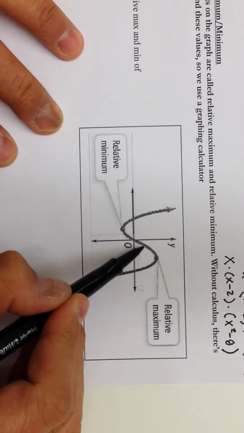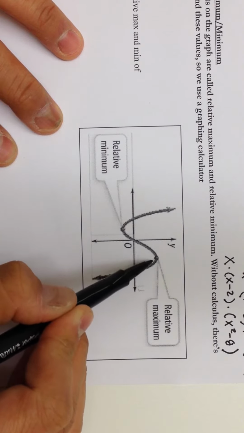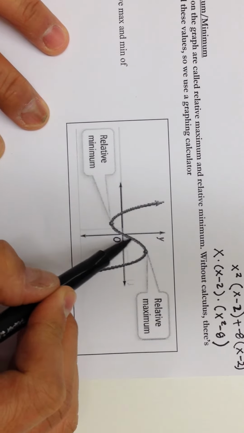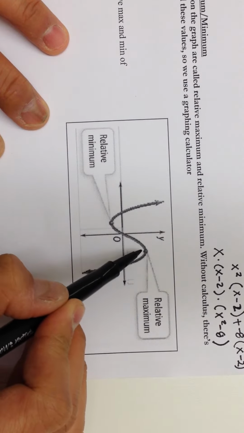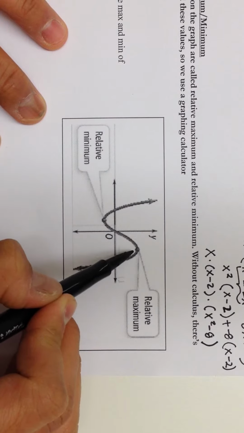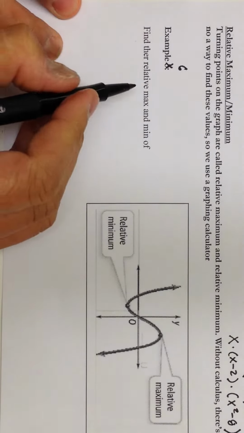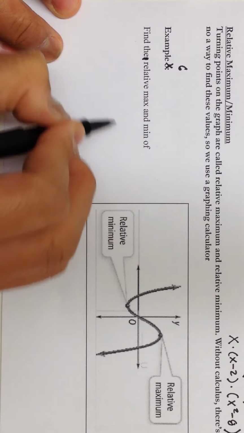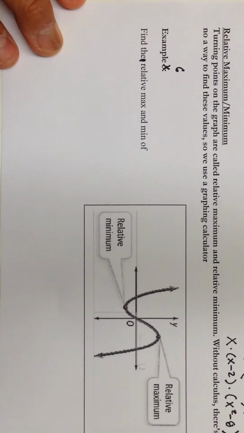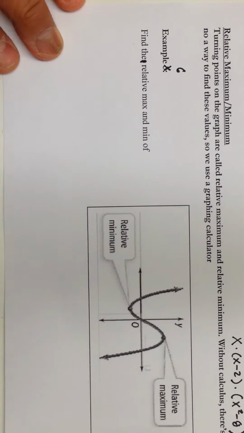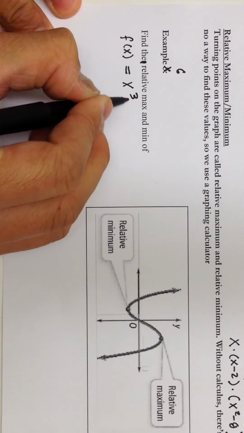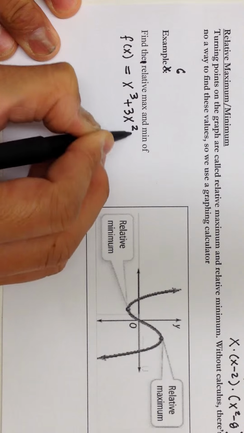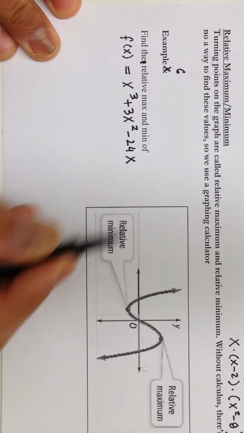On the contrary, when you get to the other point, this point is referred to as a relative max because that is the largest point within its neighborhood. Or you can think of this as a parabola that opens down, so therefore that has to be the max. Alright? So find the relative max and min of, and let me give you a function to try, f of x equals x cubed plus 3x squared minus 24x.